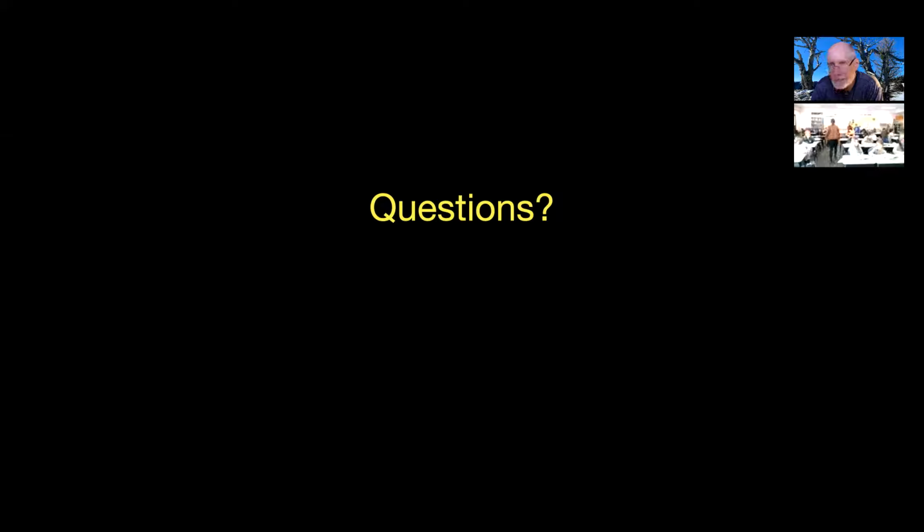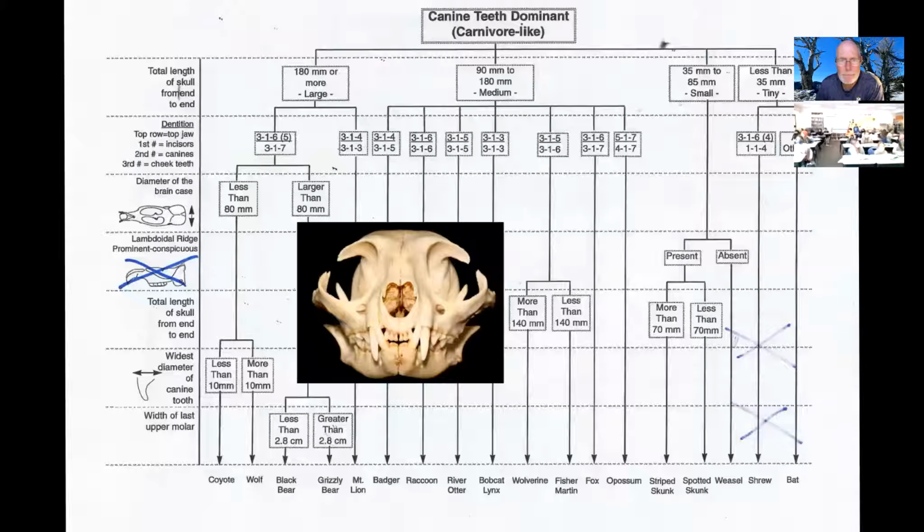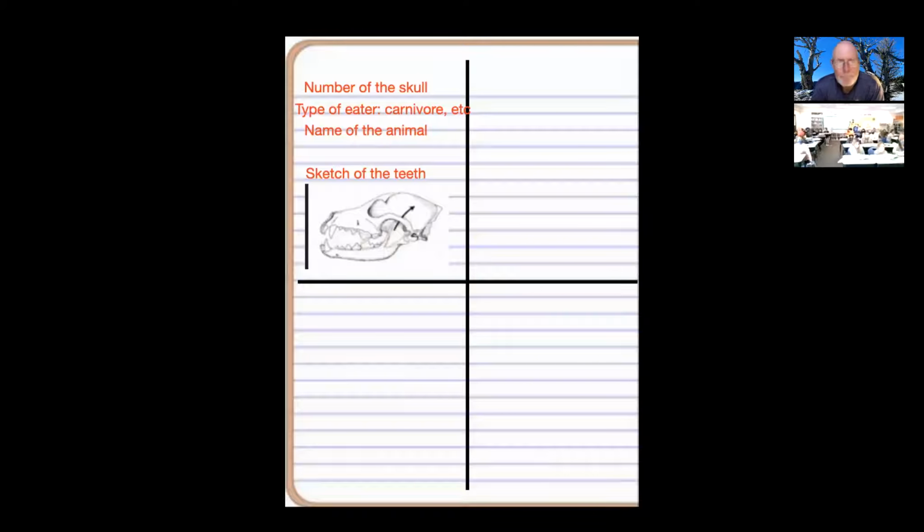So there are some questions, like, what are they doing in the 4 boxes? Oh, so that would be 4 different skulls. Each skull gets a little drawing and a little box. So that's why you split up your paper into 4. Number of skull, type of eater, carnivore or what's the other word? And maybe the name of the animal, and then you're doing a sketch.